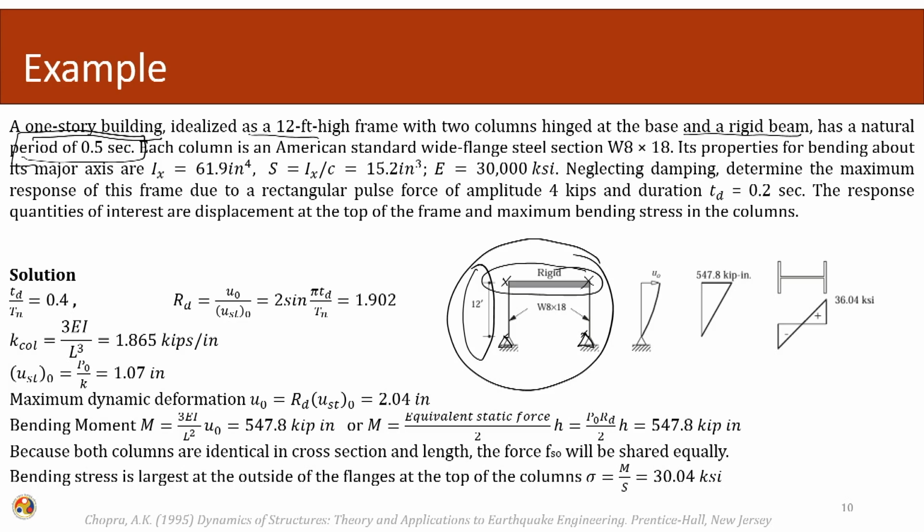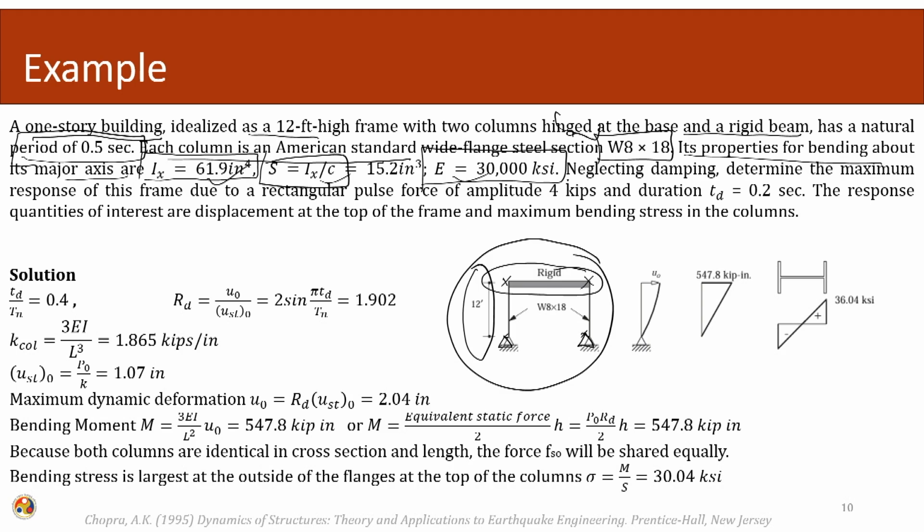Each column is made up of a standard American section. It is a wide flange section with the designation W8 cross 18. These properties are given in the corresponding steel tables. Its properties for bending about its major axis are given: the second moment of area, the value of S, and the modulus of elasticity. All the corresponding values that can be used are given here.